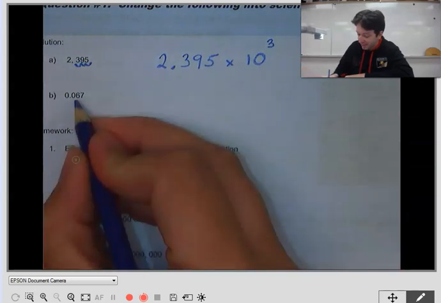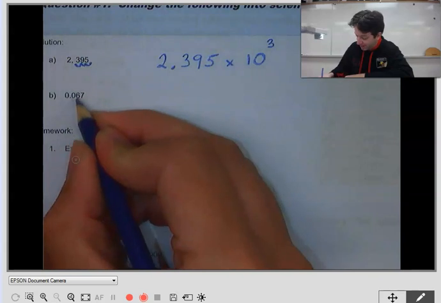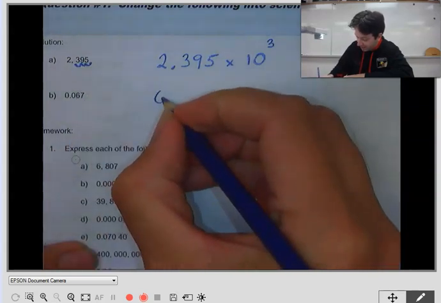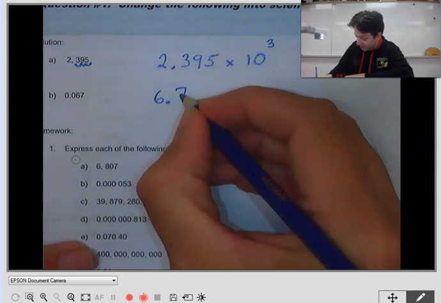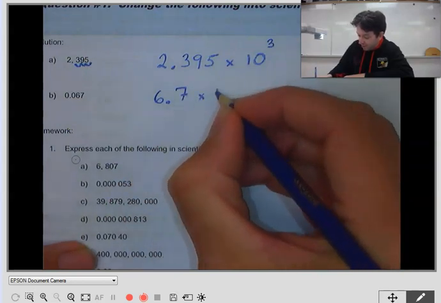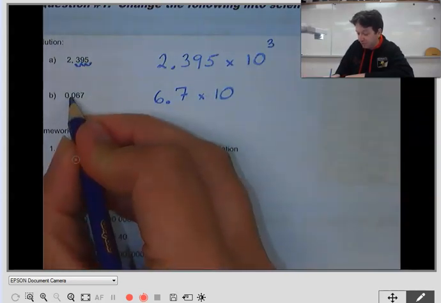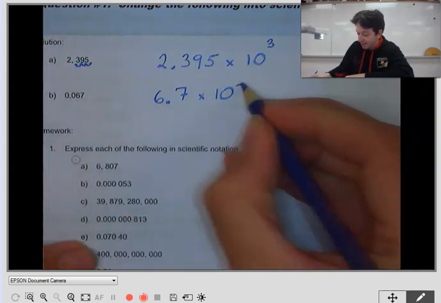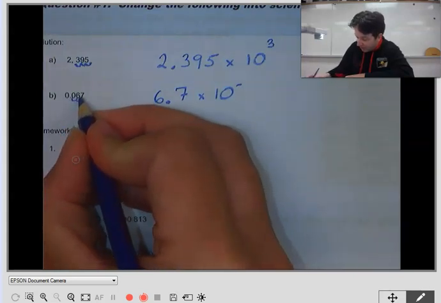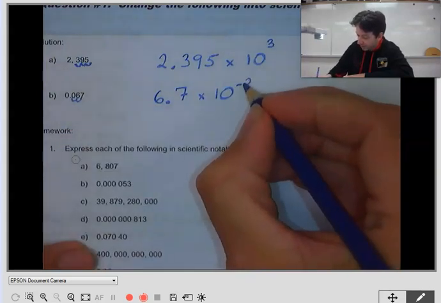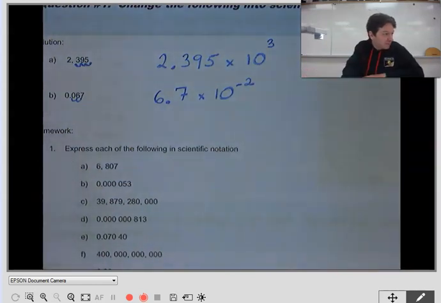Now in this case, we don't want to write 0 point. We want a number other than 0. So we're going to write 6 point, again, the decimal's right after the first digit, 7. And we're going to multiply that by a factor of 10. In this case, we're moving to the right, so it's going to be a negative exponent. And we're moving 1, 2 spaces, so the power of negative 2. Okay, I'm going to pause the video there.